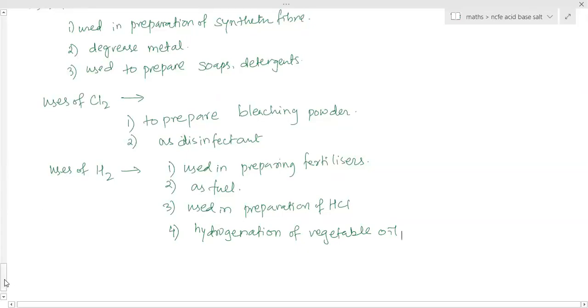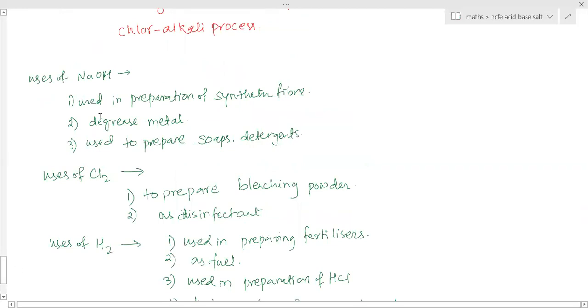So you need to know the uses of these three compounds, because ultimately, indirectly, sodium chloride is used in all of these, since these three compounds come from sodium chloride. Commercial preparation of hydrogen, chlorine or sodium hydroxide is done using sodium chloride only, and because of that, in all these uses sodium chloride is indirectly used. So write down these uses.